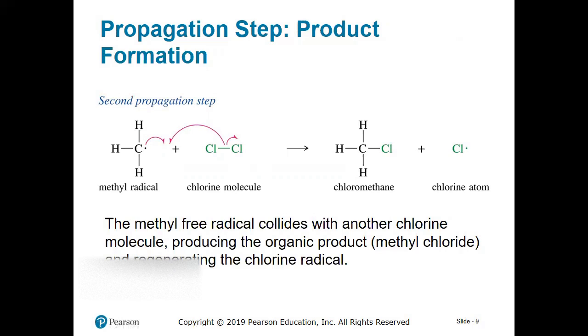Okay, remember, propagation has to have one radical, one non-radical. So you can't have two radicals reacting together in the propagation step. So the methyl radical reacts with one of the Cl. Once it is homolytically cleaved from that Cl2, you will be forming the major product in the halogenation of alkanes, which is the alkyl halide, plus the Cl radical.